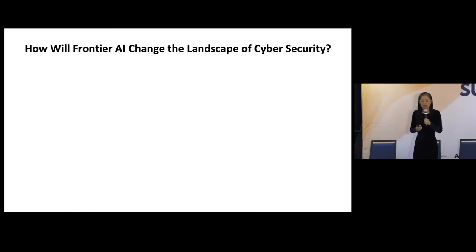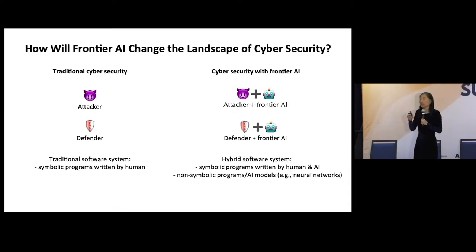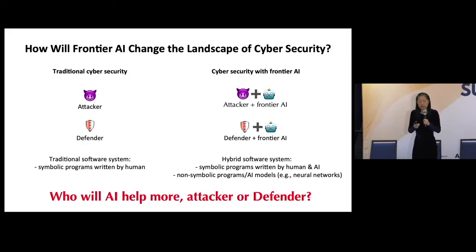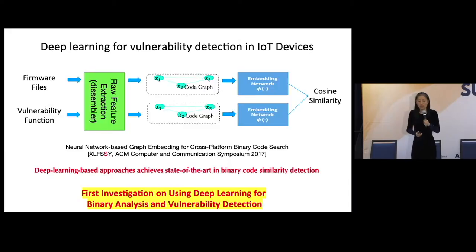So the key question here is, how will frontier AI change the landscape of cybersecurity? Given that AI can help both the attacker side and the defender side, who will AI help more, the attacker side or the defender side? In order to address this question, we need to do a systematic investigation across all the different stages of a cyber attack, and also look at its defenses. With our recent work, we have set out to explore this area and in particular investigate this question.